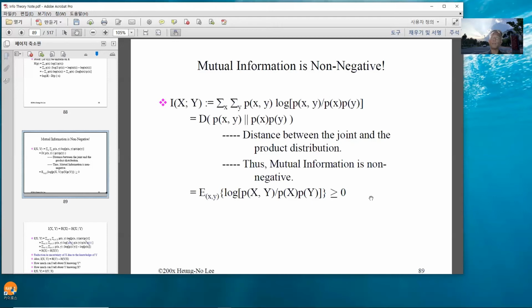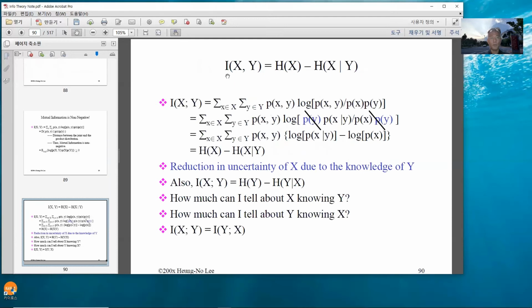So mutual information is relative entropy between joint and product distribution. Since it is a relative entropy, it is non-negative. So it is lower bounded by 0. When it is not equal to 0, it is a positive number. So this one is based on the definition that we have given.